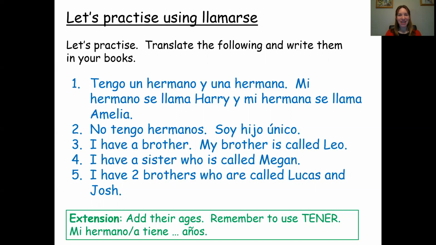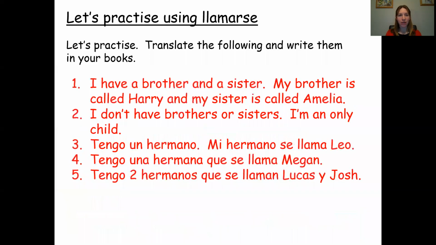Excellent, well done. So here are the answers. If you take a different color pen, then you can mark your work and your teacher can see how you've done. So these are the translations. I have a brother and a sister. My brother is called Harry, my sister's called Amelia. And then number two, I don't have brothers or sisters.